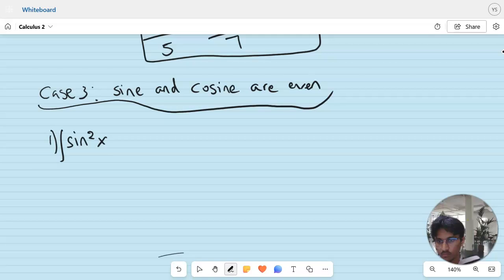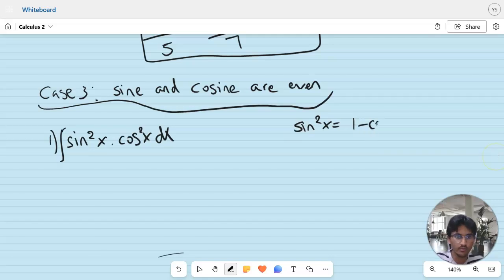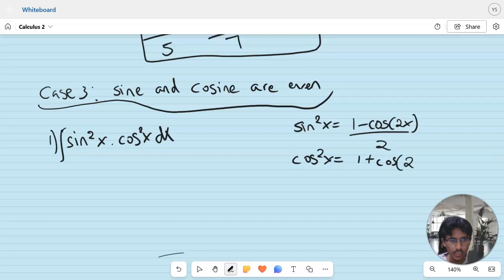Say we're given the problem to find the integral of sine squared of x times cosine squared of x dx. Both of them are even, so in this case, as I was saying, we're going to use the half angle formulas. What were the half angle formulas? Sine squared of x equals 1 minus cosine 2x over 2. Cosine squared of x is equal to 1 plus cosine 2x over 2.